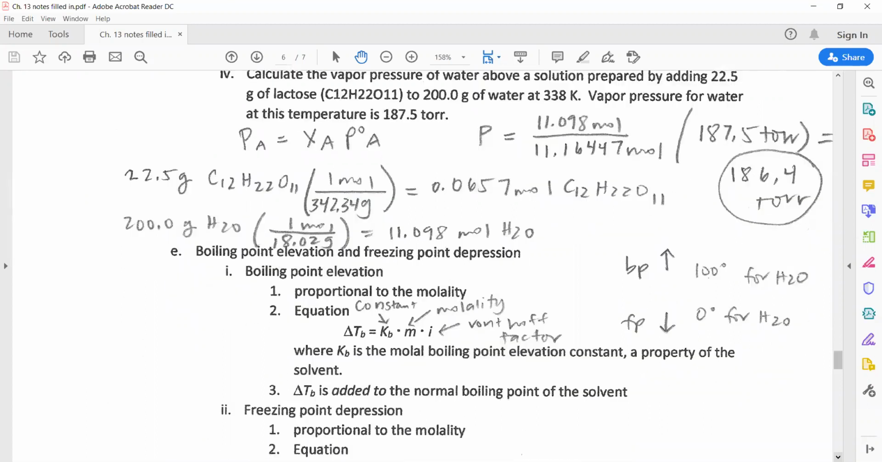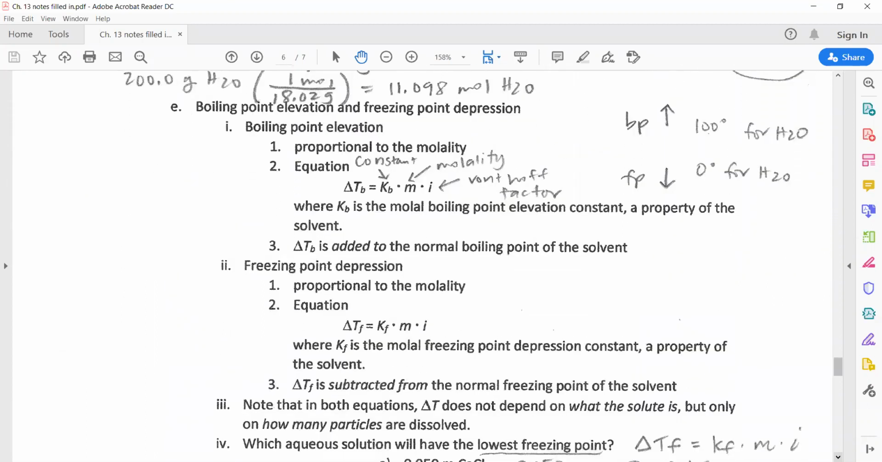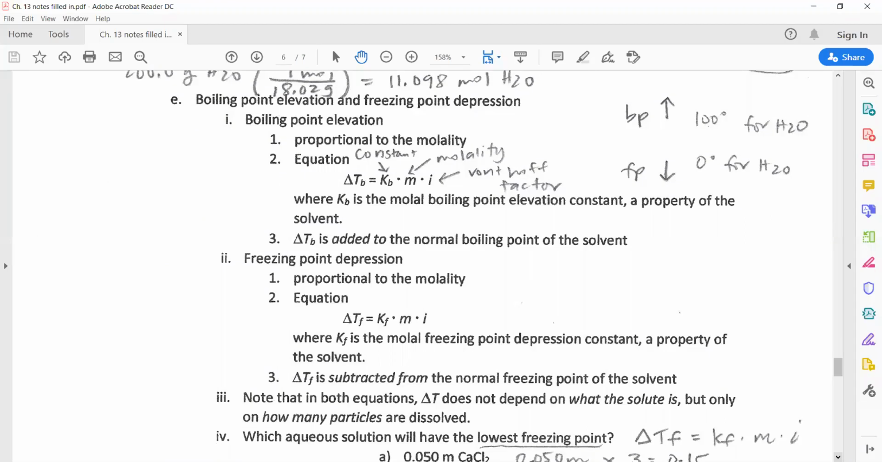Boiling point and freezing point. These two kind of go hand in hand because you calculate them similarly. What we know to be true is as soon as you add solute particles to a solution, your boiling point is going to go up and your freezing point is going to go down. So I just think of a thermometer like this. Boiling point is going to go up, freezing point go down.